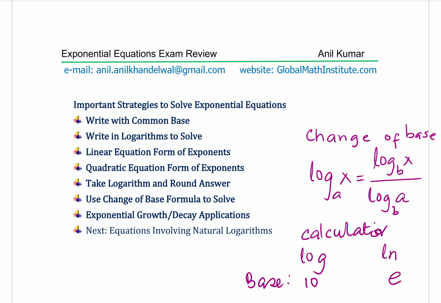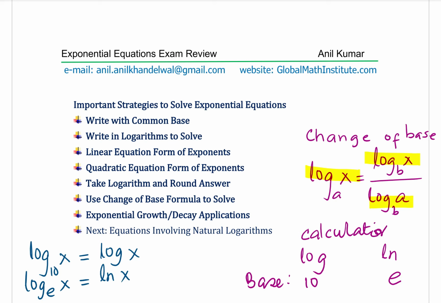Correct? So let me just rewrite here what I'm trying to say. I'm trying to say that log to the base 10 of x, the calculator function is log x. 10 is the default value. And log to the base e of x, you could write this as ln x. And that is to the base e. Correct? And this is the change of base formula where you can change base from a to b. B could be anything. The preferred b value will be 10 or e to solve the questions.